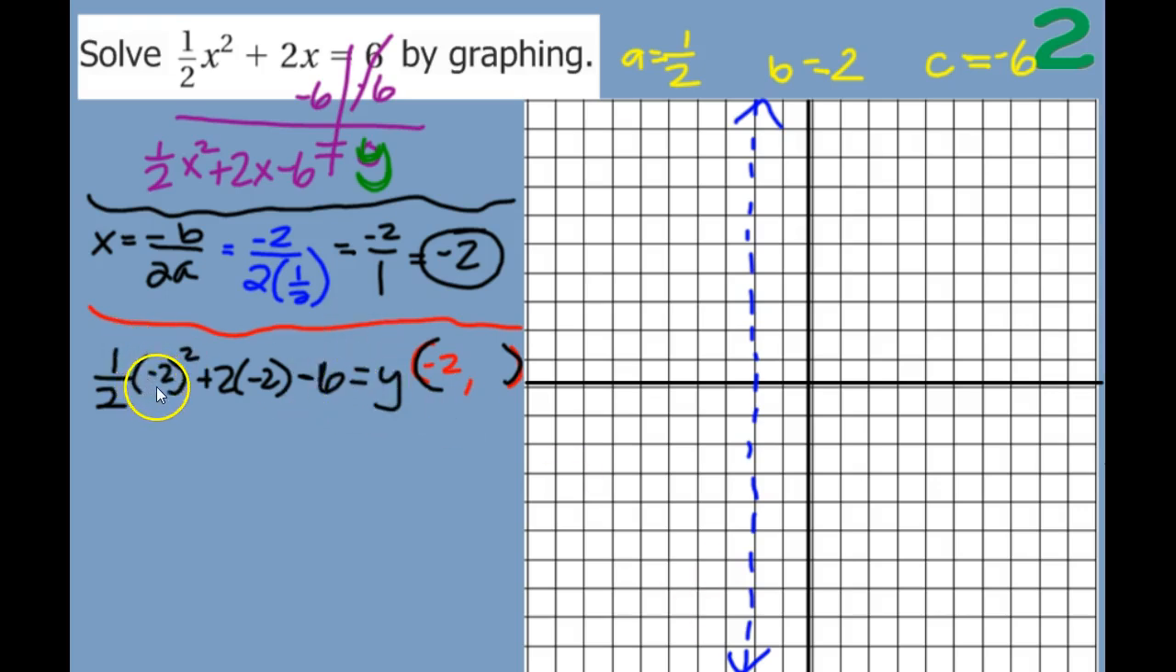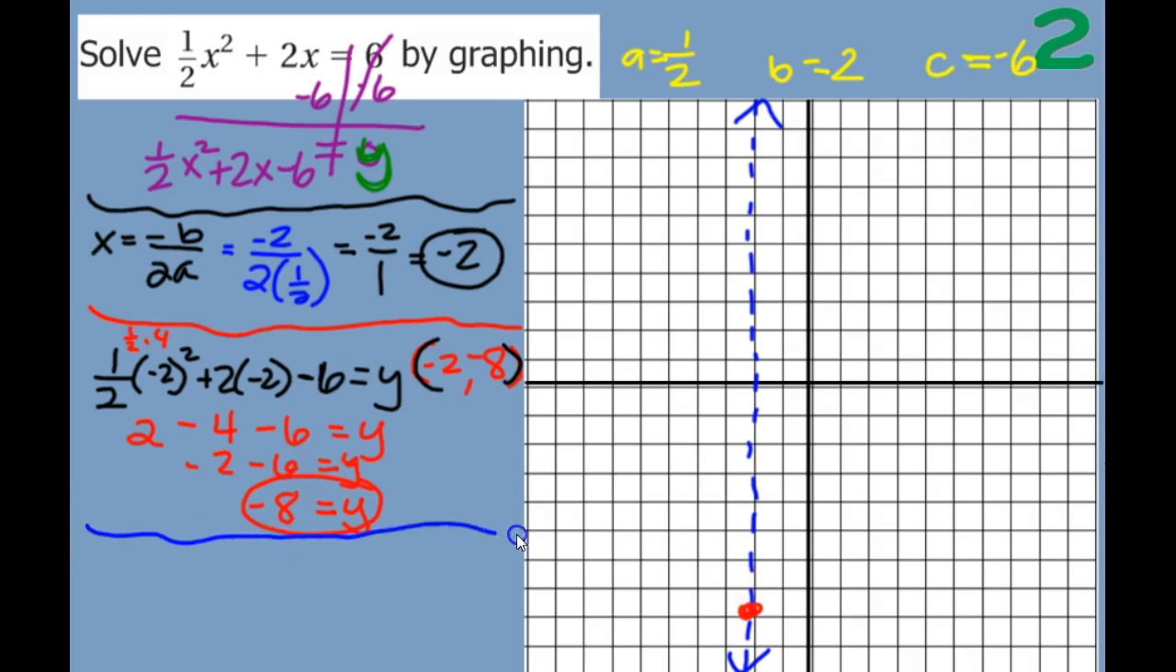So following our order of operations, I'm going to do exponents first. Negative 2 squared, or negative 2 times negative 2, makes a positive 4. And then 4 times 1/2, half of 4 is 2. Then 2 times negative 2 is negative 4, and then minus 6. So 2 minus 4 is negative 2. Negative 2 minus 6 is going to give us a negative 8. So y here is going to be a negative 8. Down 1, 2, 3, 4, 5, 6, 7, 8. There's our vertex.